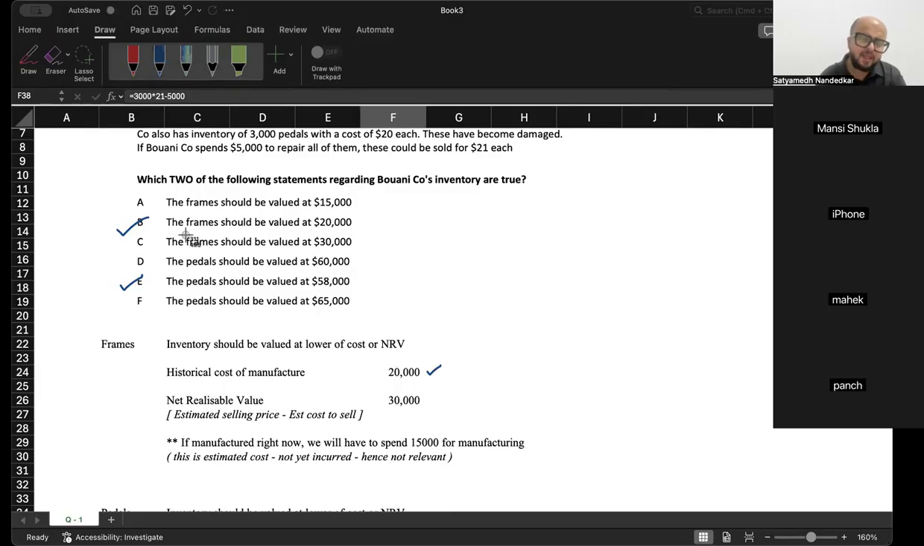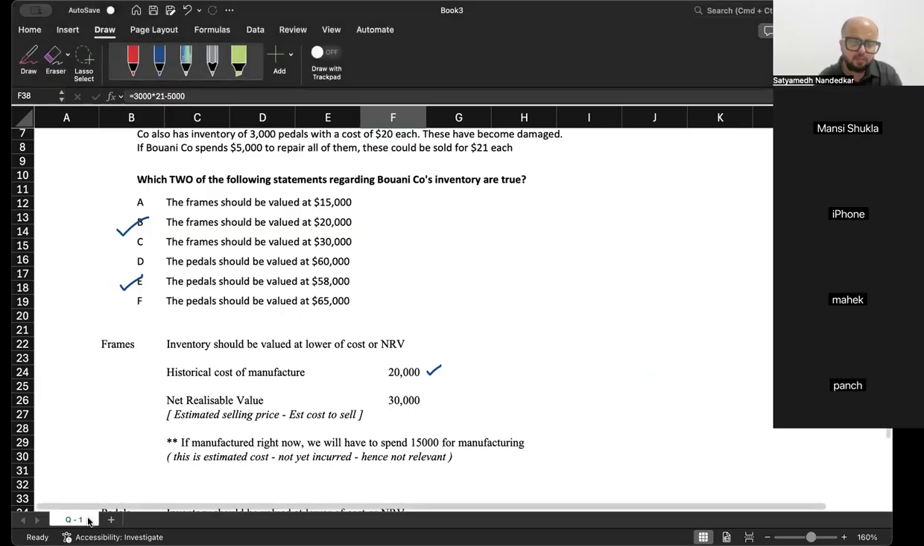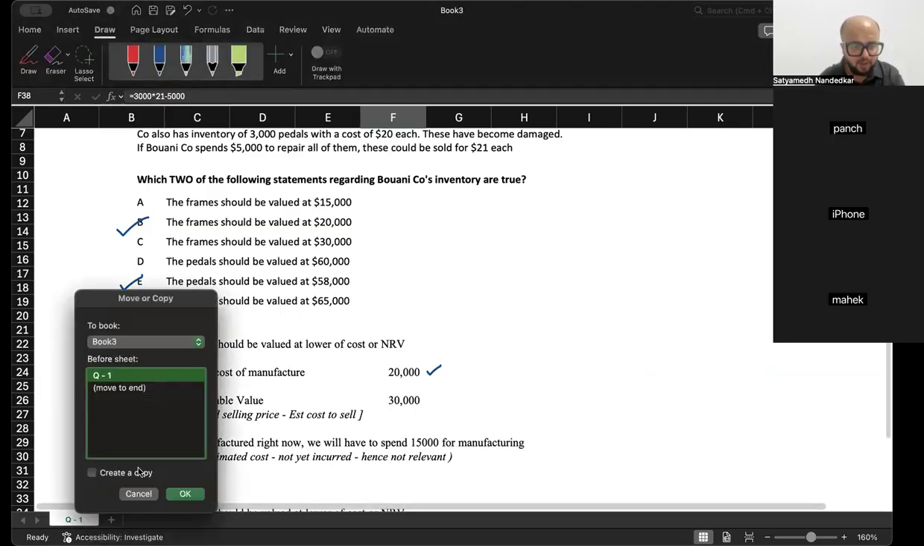See, in FR, people call them theory questions, but in my opinion, these are conceptual questions. Like this was a numerical one. What we'll be doing now is a conceptual one.